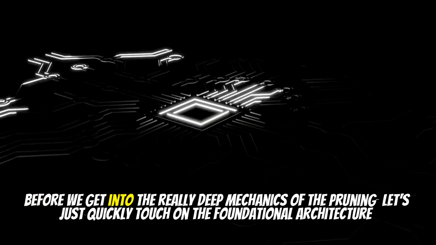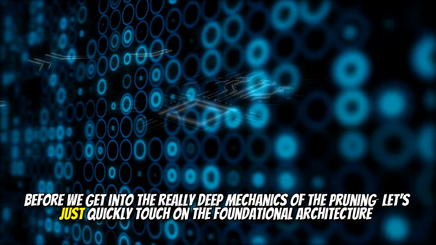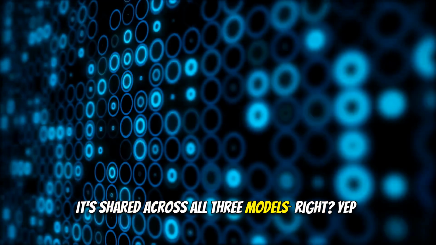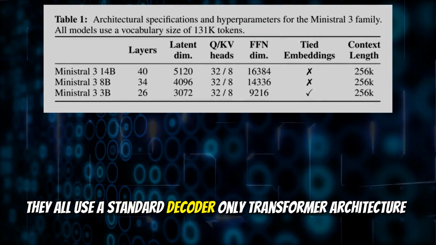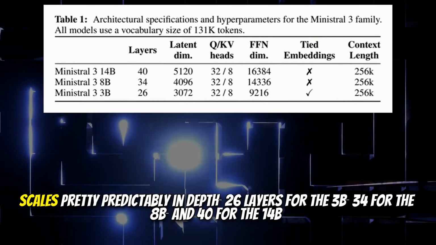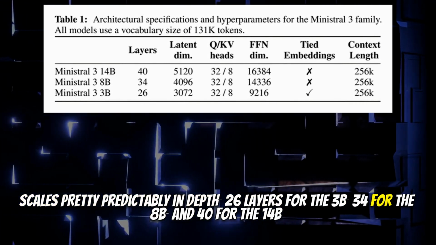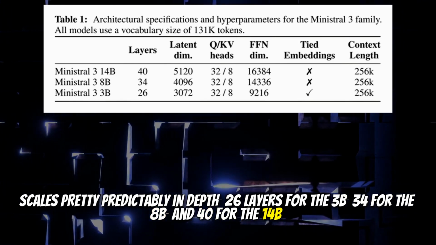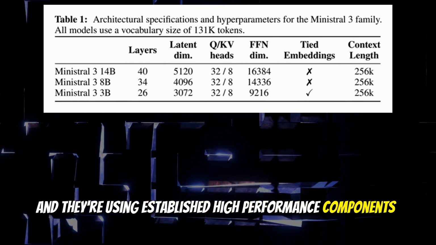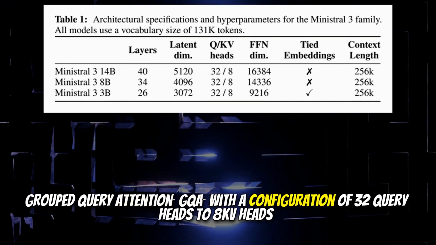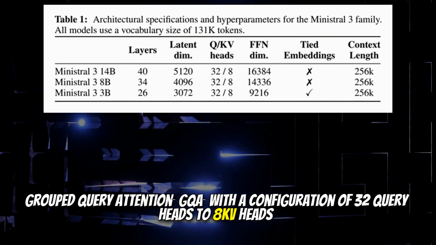Exactly. Okay, before we get into the really deep mechanics of the pruning, let's just quickly touch on the foundational architecture. It's shared across all 3 models, right? Yep. They all use a standard decoder-only transformer architecture. It scales pretty predictably in depth: 26 layers for the 3B, 34 for the 8B, and 40 for the 14B. And they're using established high-performance components. Totally. Grouped query attention, GQA, with a configuration of 32 query heads to 8 KV heads.